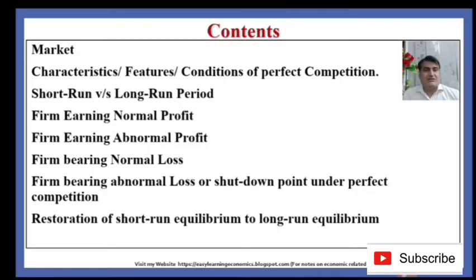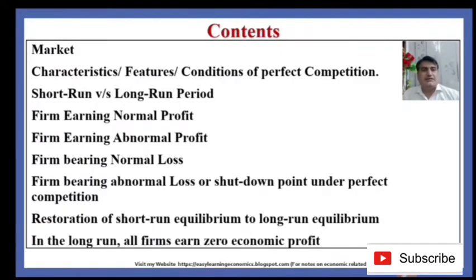Restoration of the short run equilibrium to long run equilibrium. In the long run, all firms earn zero economic profit. Why and how? So this is our lecture plan.